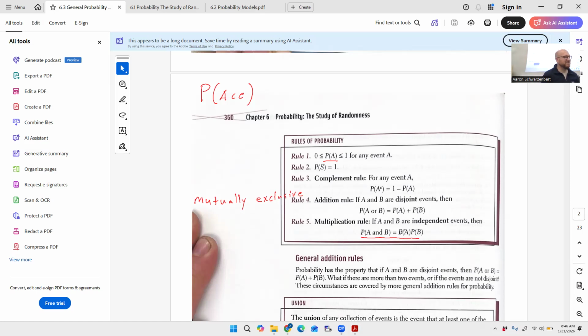Okay, if P of A times P of B does not equal P of A and B, then they are not independent. It does not matter if they seem independent. So I wish they would have given this as a biconditional. A and B are independent if and only if P of A and B equals P of A times P of B.